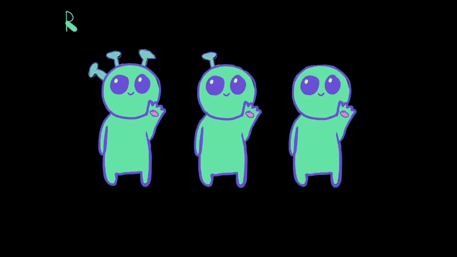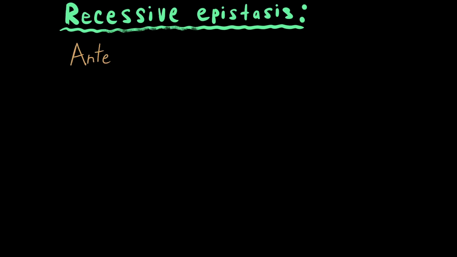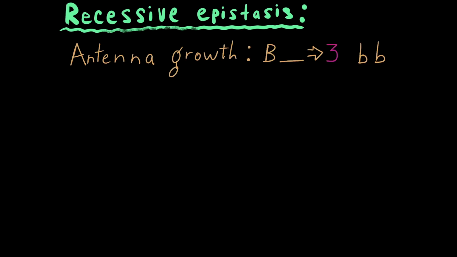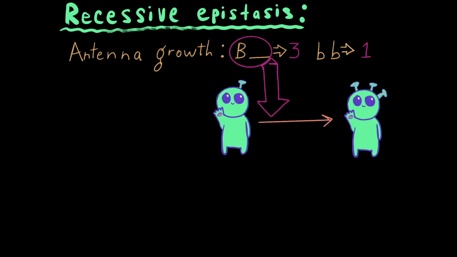For this first example, let's use a cross between fictional aliens that have two genes which contribute to antenna growth. Big B encodes growth of 3 antennae in these aliens, and little b results in 1 antenna. The big B allele encodes a hypothetical enzyme which promotes antenna growth from 1 to 3. The little b allele encodes an inactive form that cannot produce more than 1 antenna.